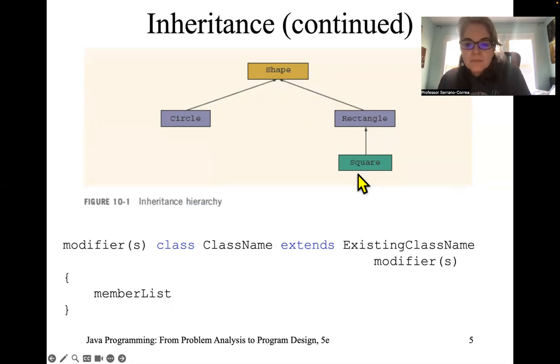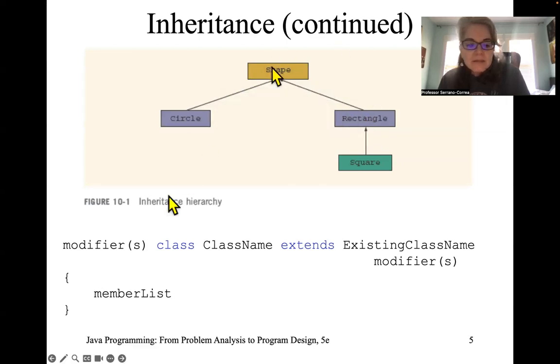So we call the purple ones the subclasses. This is a superclass. Square is also a subclass, and the superclass of square is rectangle. The superclass of rectangle is shape.